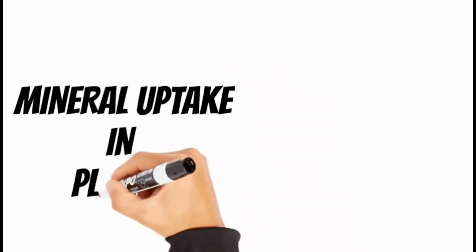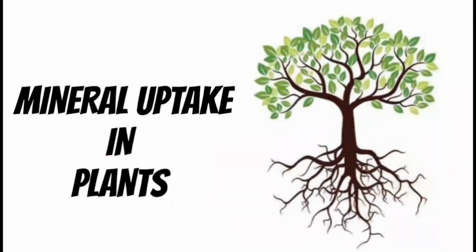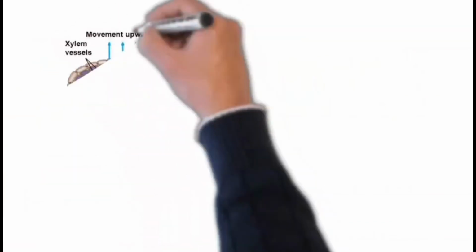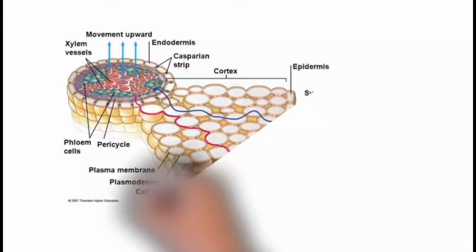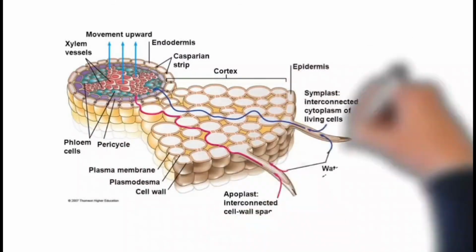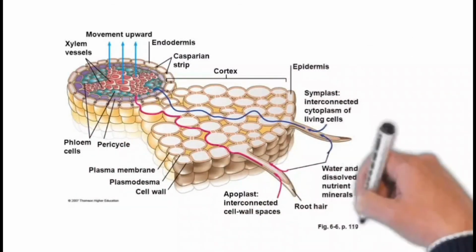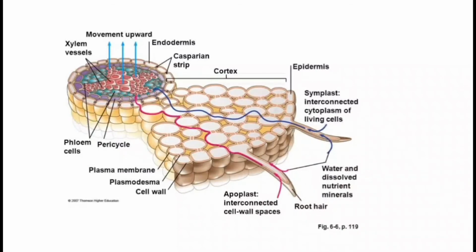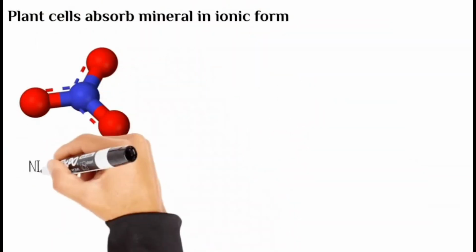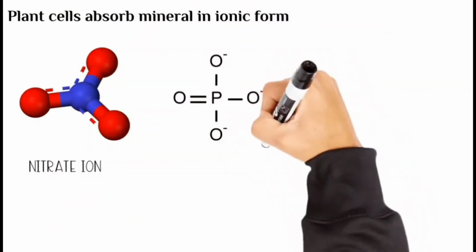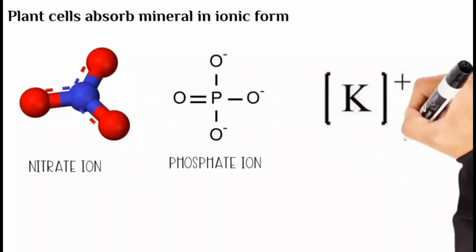I will continue about mineral uptake in plants. The mineral can be taken up by passive or active transport in the plant cell. The presence of the Casparian strip prevents the backflow of the mineral and allows the plants to maintain a higher mineral concentration in the root xylem than can be found in the surrounding soil. Plants absorb mineral in ionic form. First is nitrate ion, second is phosphate ion, third is potassium ion.